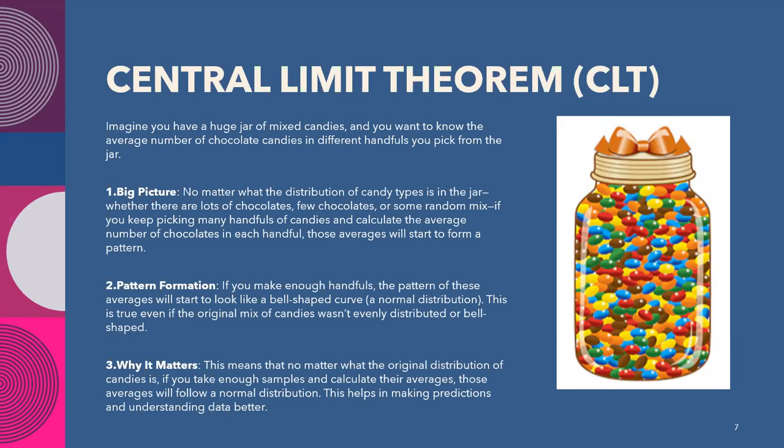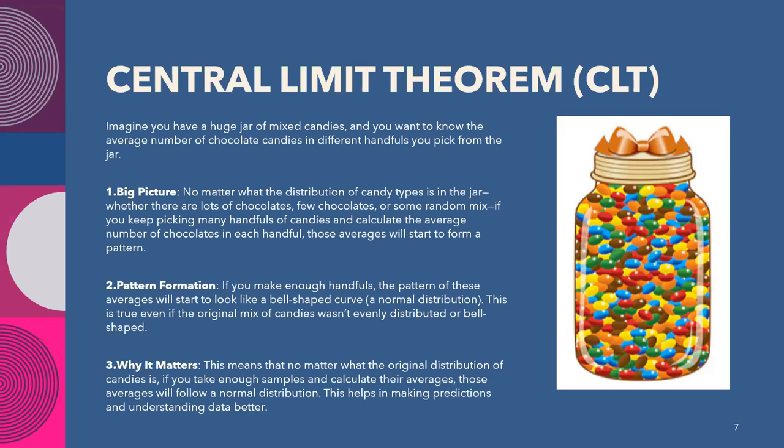So seems like everybody has their own way of doing this, but no matter which way you do this, there's a big picture, there's a pattern, and then there's this why it matters. So no matter what the distribution of candy types are in the jar, there's a lot of chocolate, there's a few chocolate, and sometimes there's a random mix. If you keep picking the handfuls of candies and calculate the average, those averages will start to form a pattern. If you make enough handfuls, the pattern of these averages will start to look like a bell-shaped curve or your normal distribution, assuming this was truly a random sample of candy in the jar.